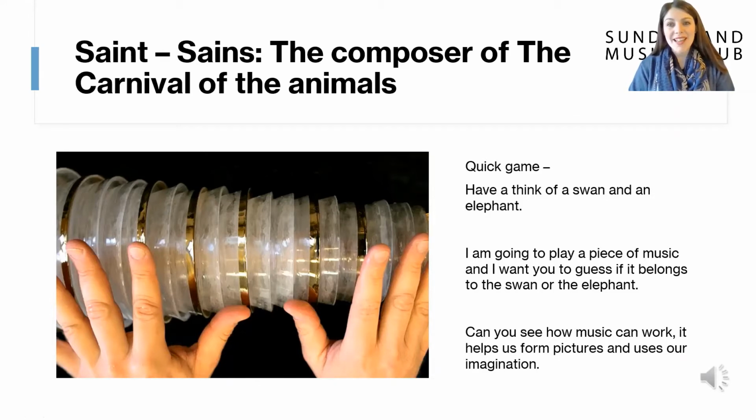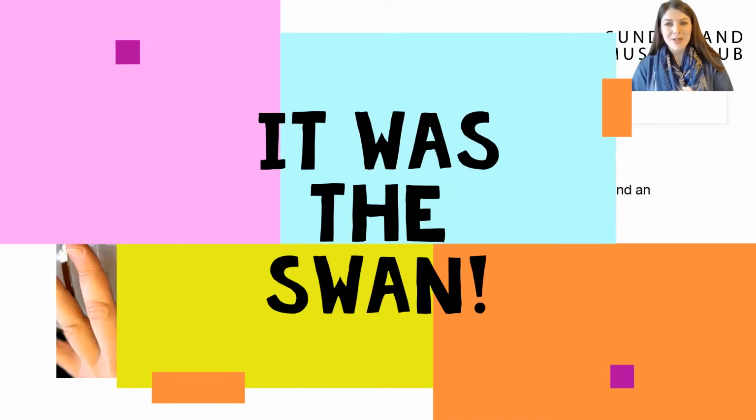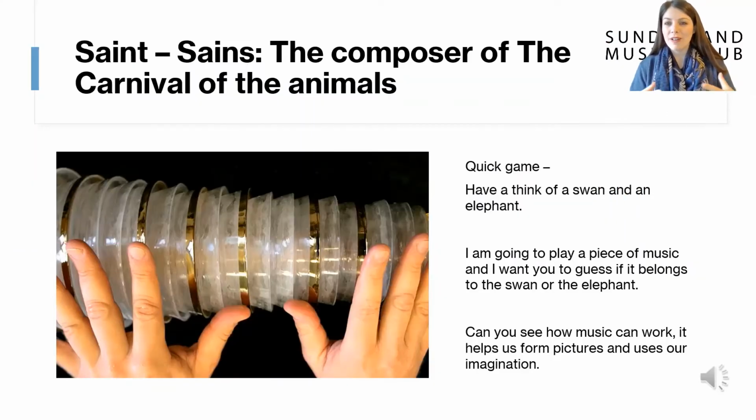Well, it wasn't the elephant. The elephant, I think, is going to sound a little bit different, that graceful, beautiful, smooth sound. Okay, so can you see how we can get the music to work for us, representing the character of an animal or the way the animal moves?